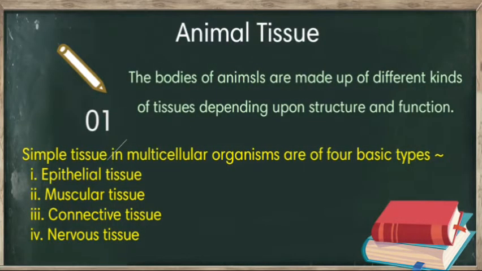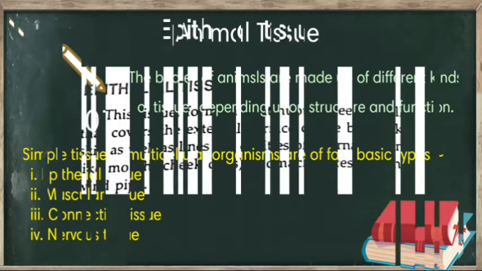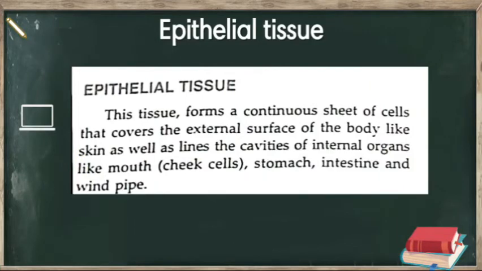Animal tissue. The bodies of animals are made up of different kinds of tissues depending upon the structure and function. These tissues are called animal tissue. Talking about types of animal tissue, there are 4 types: epithelial tissue, muscular tissue, connective tissue, and nervous tissue. Talking about epithelial tissue, this tissue forms a continuous sheet of cells that covers the external surface of the body, like skin, as well as lines the cavities of internal organs like mouth, stomach, intestine, and windpipe.